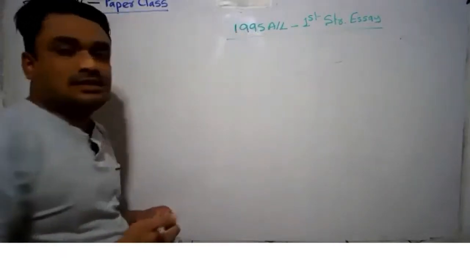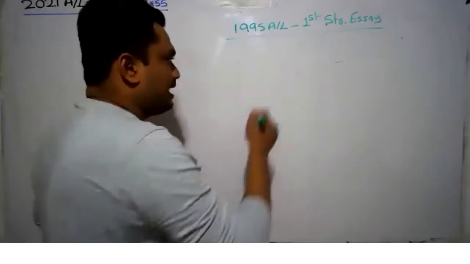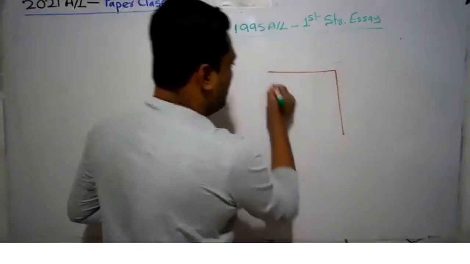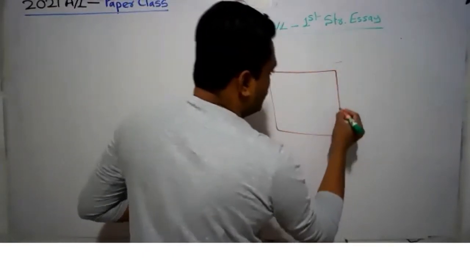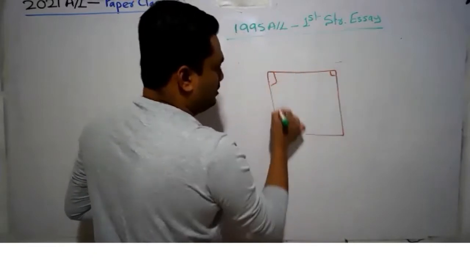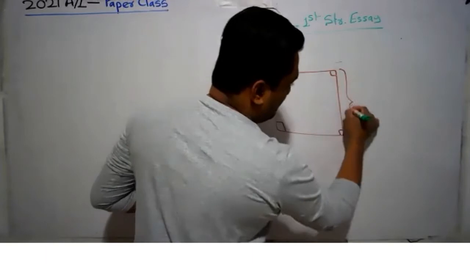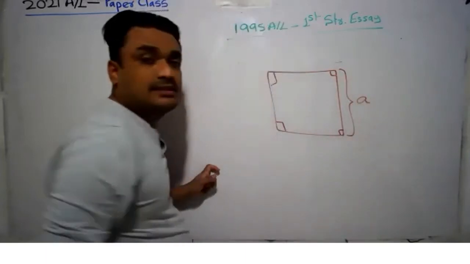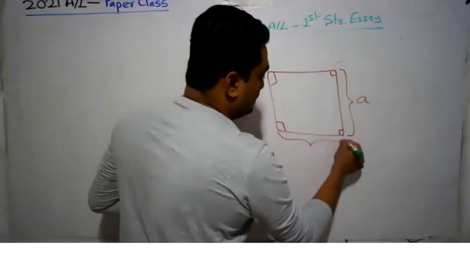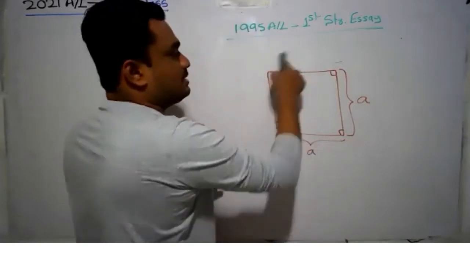They have given us a metal plate, a square metal plate. As it is a square metal plate, all the four sides are equal in length. The length of this side is A, the length of this side is also A, A, and A.